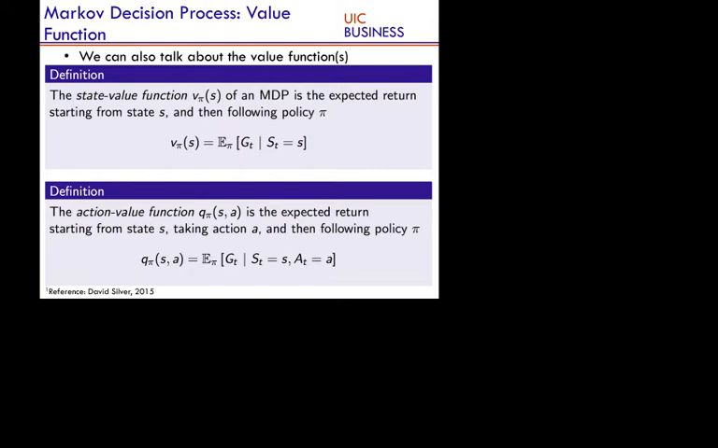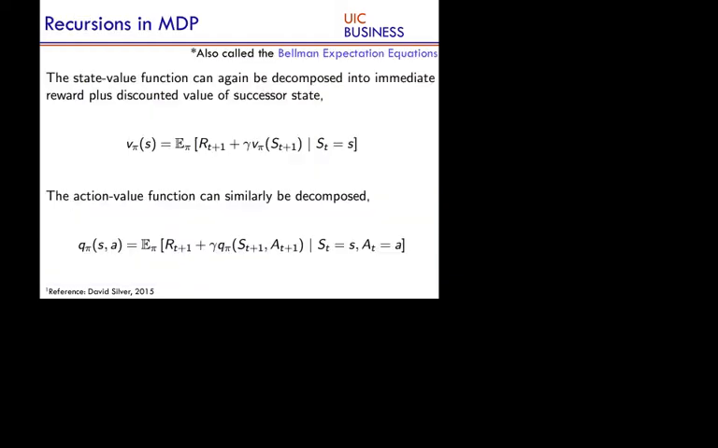Okay. And just like the recursions that we saw in the Markov reward process, for a fixed policy pi, the action value function is also decomposed into other action value functions. So an action value function at a state S and action A can be expressed in terms of other value functions, which are potentially at different states and different actions.